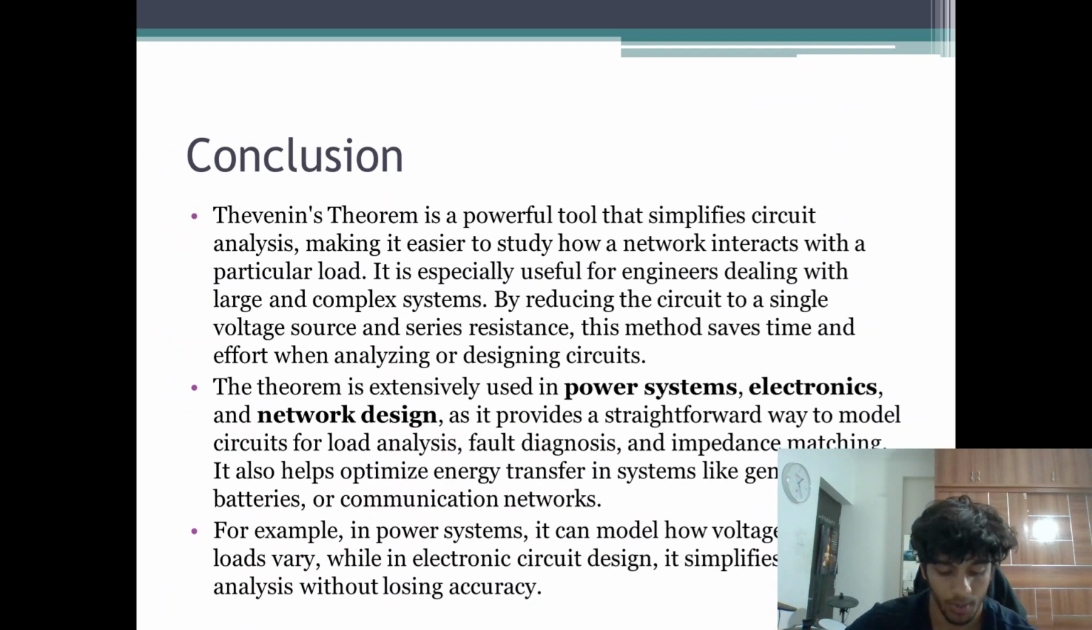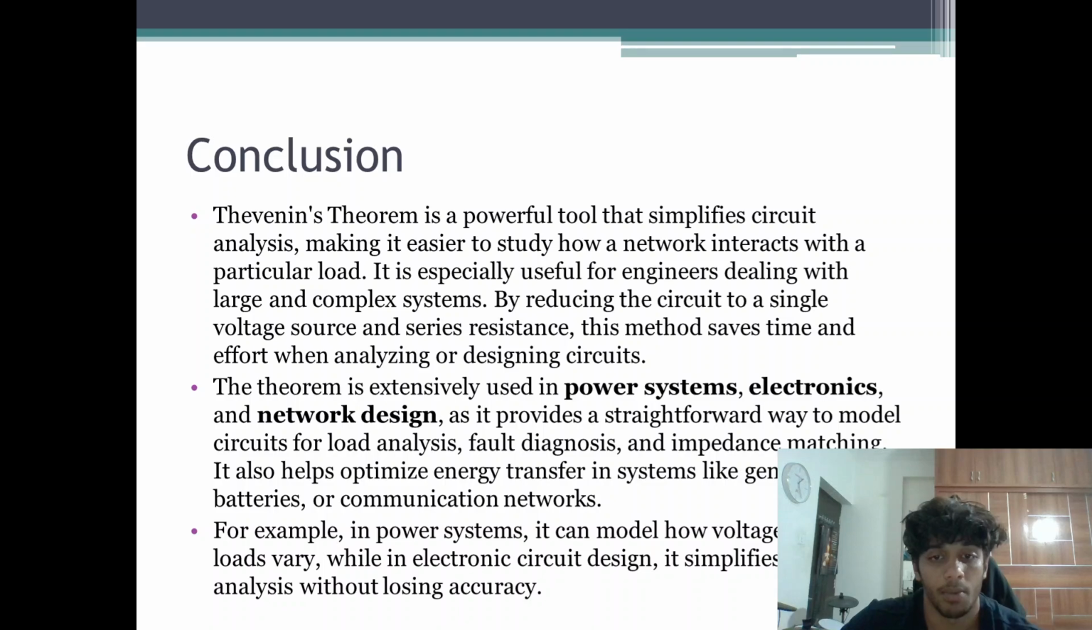So I'm going to conclude by saying Thevenin's theorem is a powerful tool that simplifies circuit analysis, making it easier to study how a network interacts with a particular load. It is especially useful for engineers dealing with large and complex systems. By reducing the circuit to a single voltage source and series resistance, this method saves time and effort when analyzing or designing circuits. The theorem is extensively used in power systems, electronics, and network design, as it provides a straightforward way to model circuits for load analysis, fault diagnosis, and impedance matching.